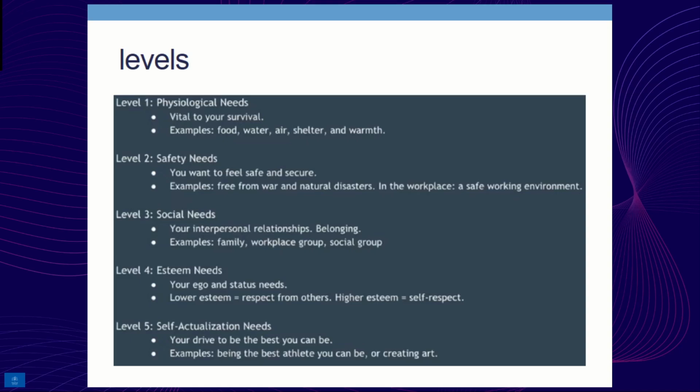Safety needs in the workplace. Employee morale will be low if employees don't feel safe. That could mean that they are working in an unsafe environment, or it could mean that they are in fear of losing their job. As an employer, you should ensure your employees are working in a safe environment and that you treat them fairly. Handle redundancies and layoffs sensitively and carefully.